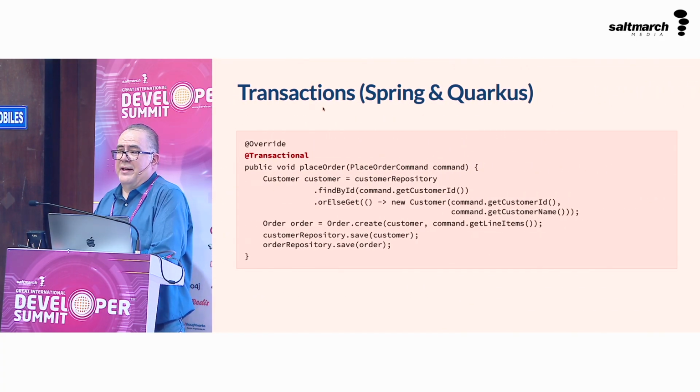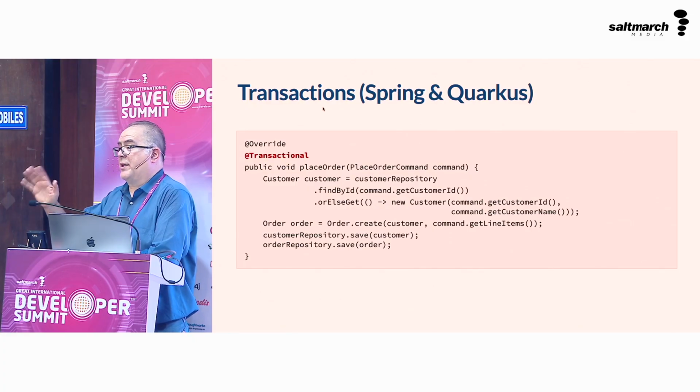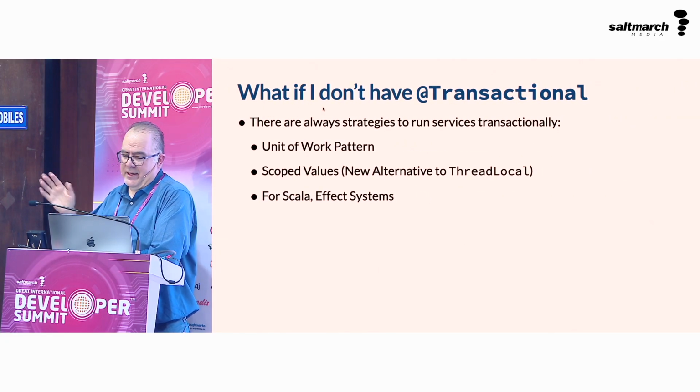So you do this, and again, nothing wrong with that. Spring and Quarkus have their way of making it easy for you, and on your service layer, you have an @Transactional. It drove me nuts, but it doesn't have to drive you nuts. What if you don't have that? How do you go about doing that? Well, there's a couple of patterns here.